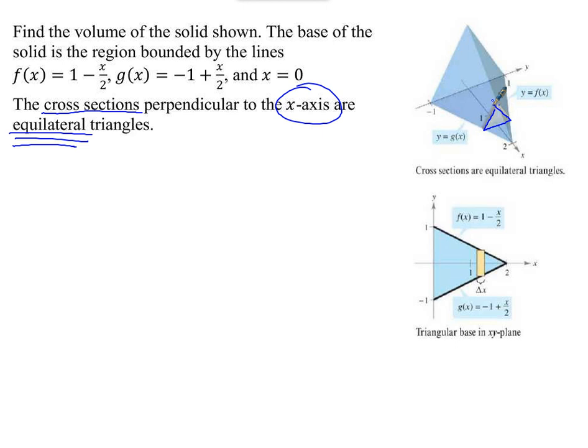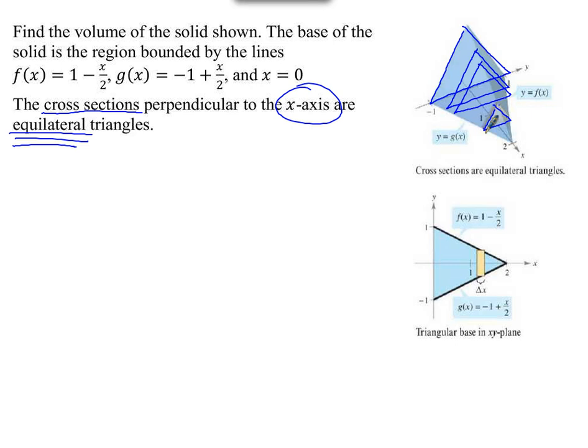That is an equilateral triangle. If I were to cut up here, I would see that cross section right there, and that is an equilateral triangle. If I were to just look at the back side of this shape, that is an equilateral triangle. As long as I'm cutting perpendicular to the x-axis, I'm going to form an equilateral triangle as my cross section.